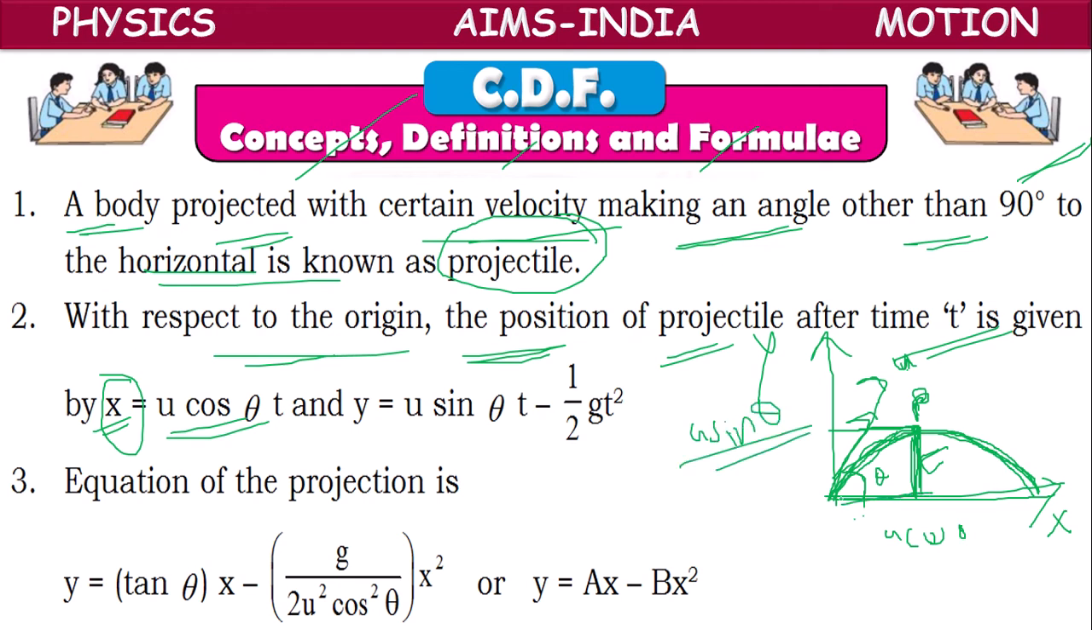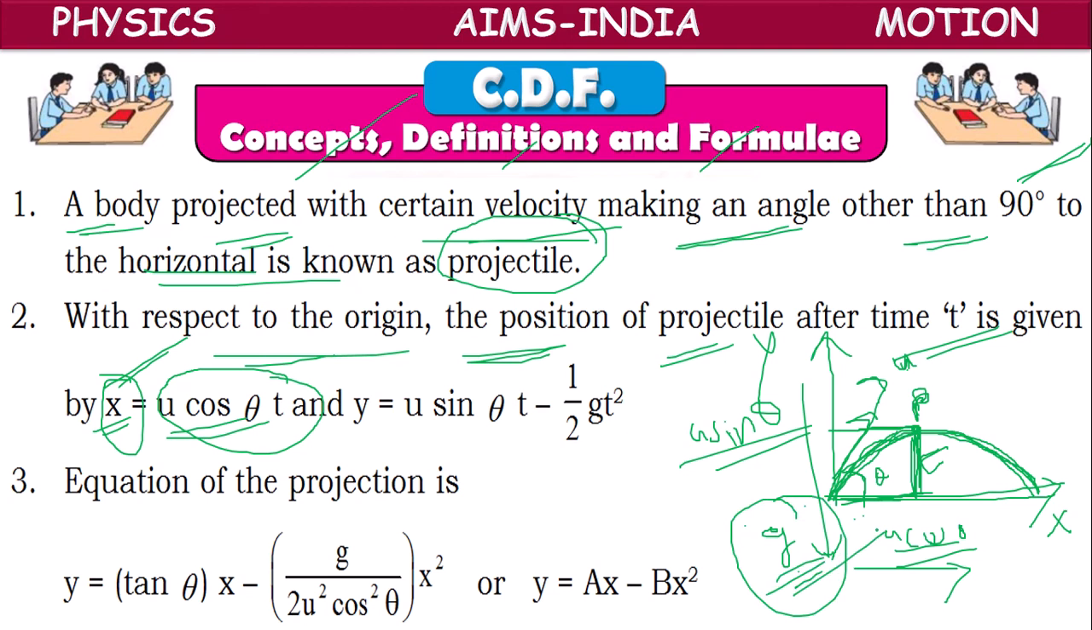In the horizontal direction, the position is given by u cos theta into t, because no force is working in the horizontal direction, so the velocity is constant. But in the vertical direction, it is attracted by the gravitational force, meaning it is under the influence of acceleration due to gravity g. So along the y direction, its displacement will be u sin theta into t minus half g t square. Like that we can tell the position of the projectile.